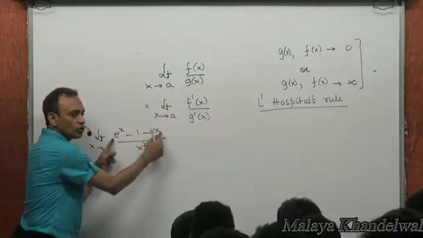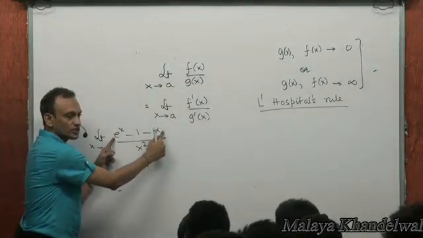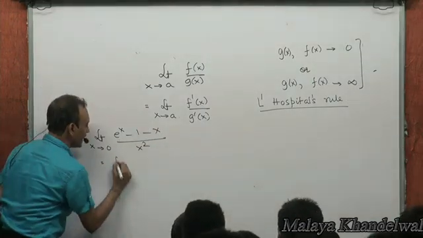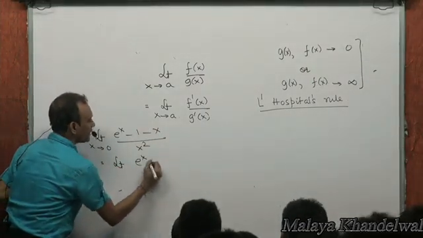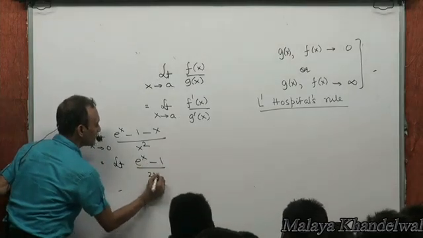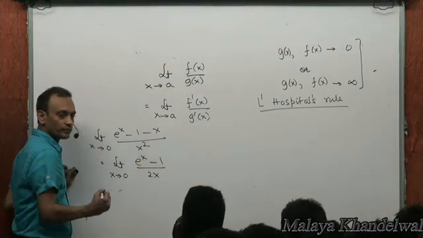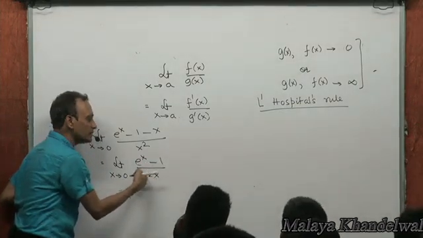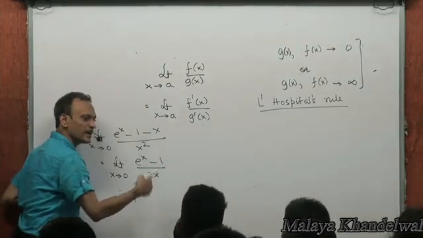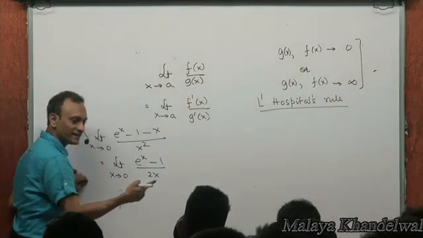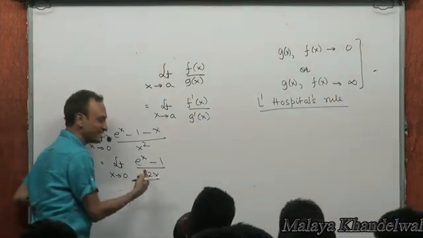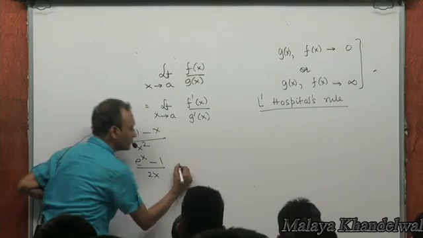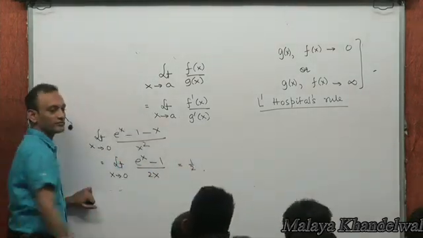See, this is of the form 0 by 0. As x tends to 0, this tends to 0. 0 by 0 form, right? So you could differentiate numerator and denominator. e power x minus 1 by 2x as x tends to 0. But e power x, now you don't differentiate. You have a known form here. e power x minus 1 by x. Don't become a slave of L'Hopital. Okay? e power x minus 1 by x as x tends to 0 is 1. So this becomes half.